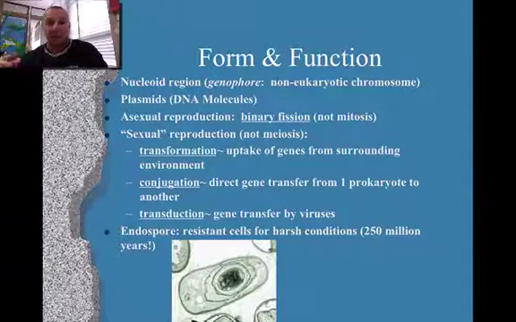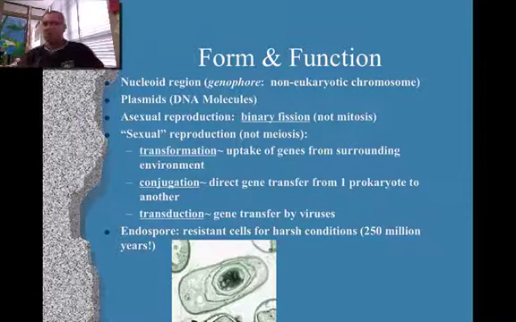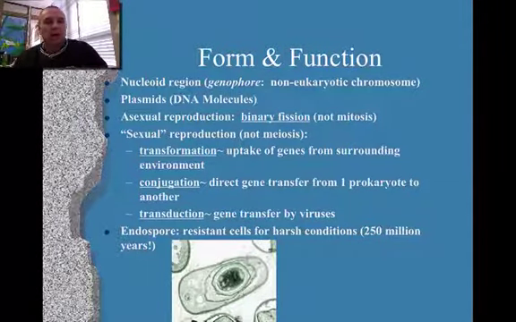And they have plasmids, which are circular DNA molecules. They can reproduce by asexual reproduction, usually through binary fission. That simply means they split. This is not mitosis, by the way. They can also reproduce by sexual reproduction, which is not meiosis, but they do it three ways.